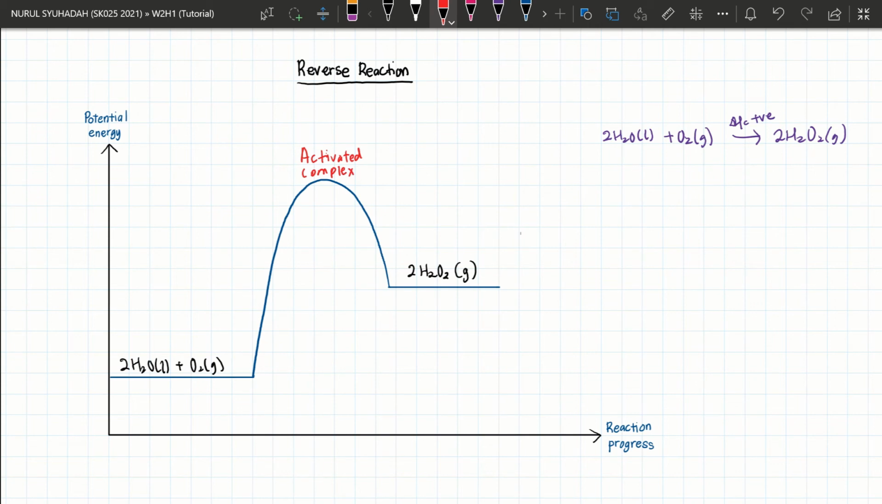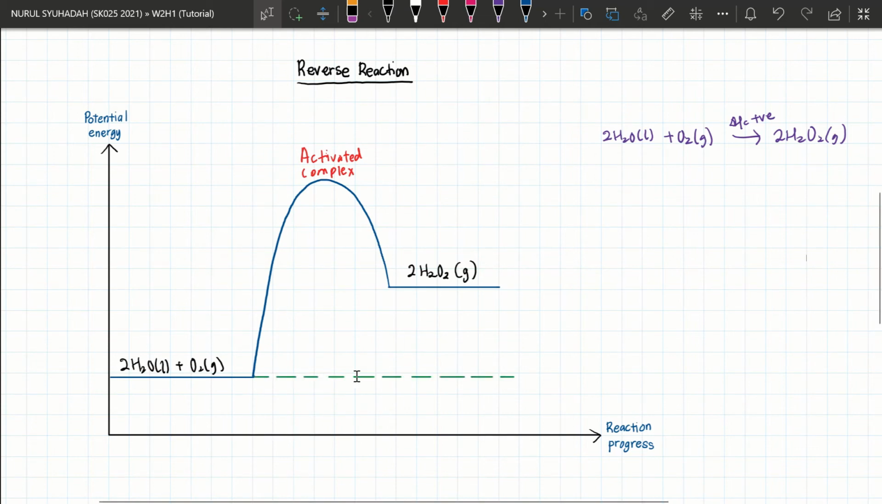Okay, after this, we're going to label the activation energy and also the delta H reaction. But before that, let me draw the dotted line down here. For the activation energy, it will be from our reactant to the activated complex. So it will be from down here up to here. Okay, so let's draw.